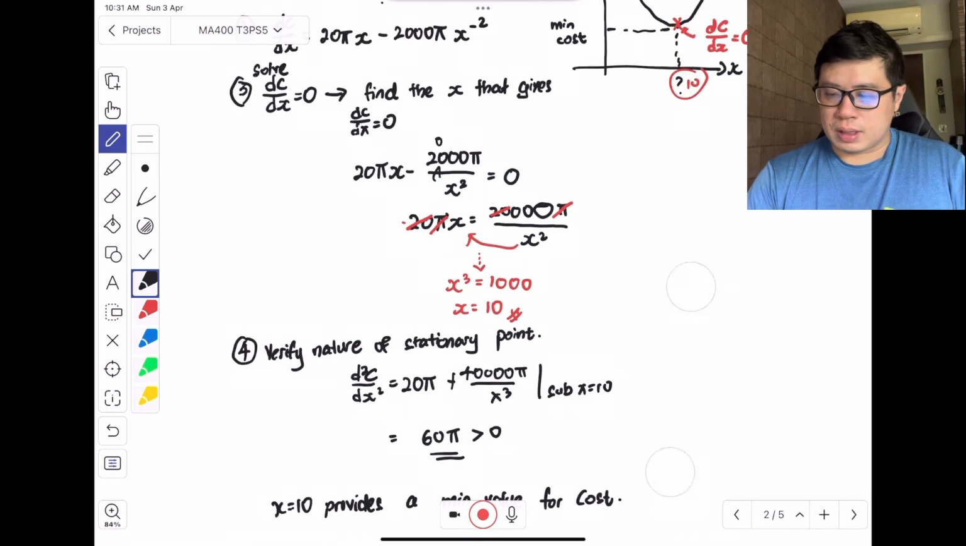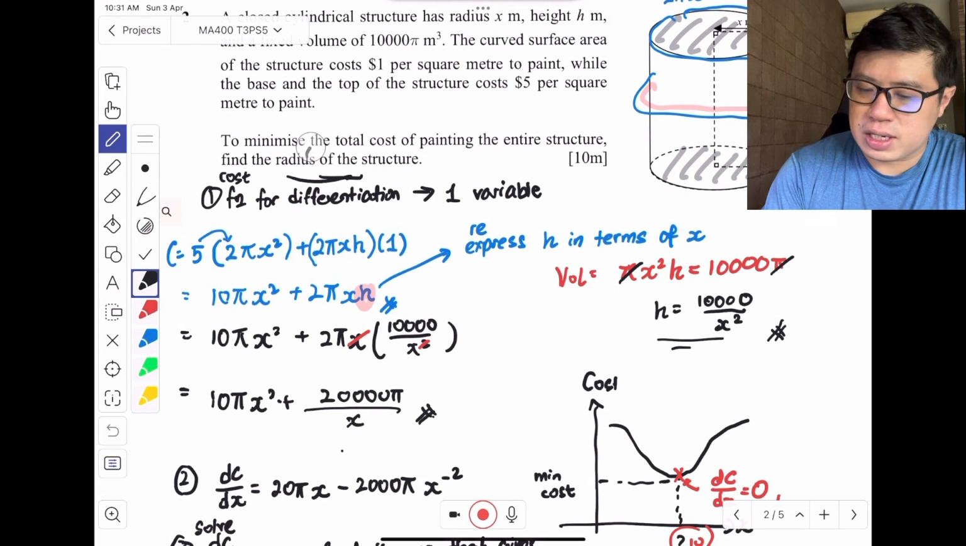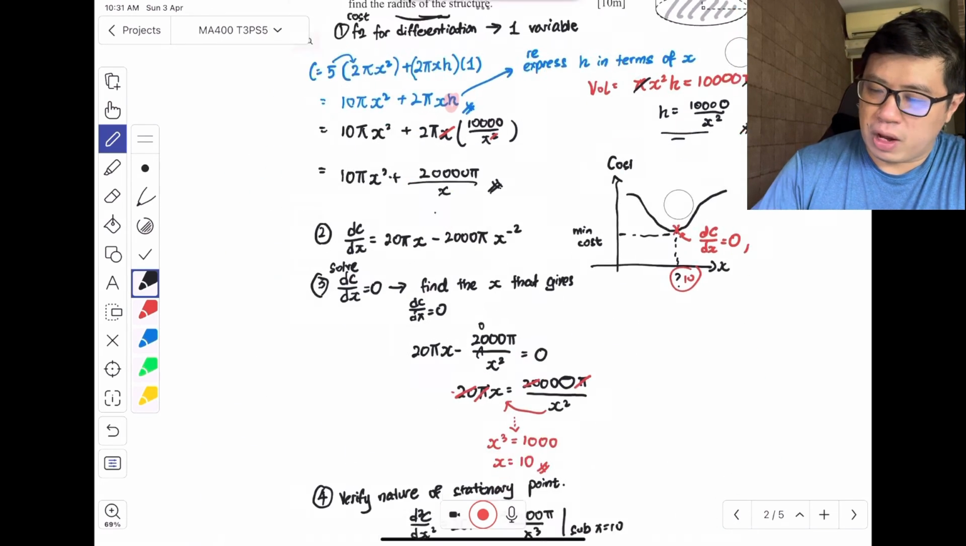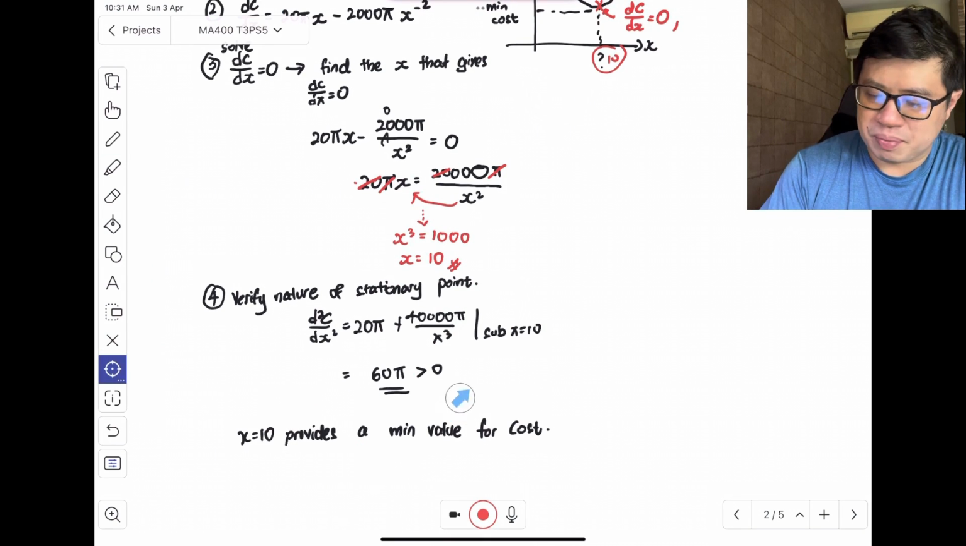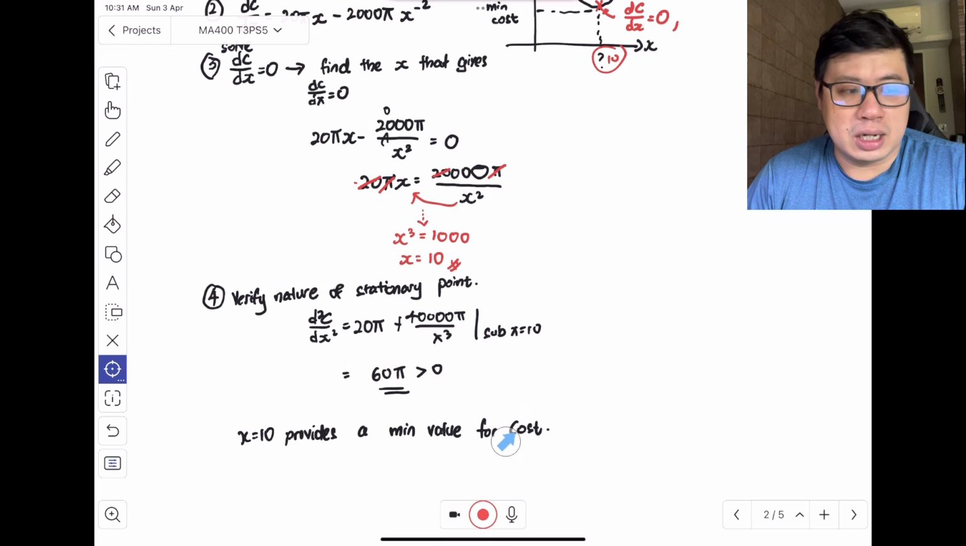So with that, we are done for this question. You can see the radius here is x, and we have found that at x equals 10, this gives us the minimum value for the cost of painting the structure.